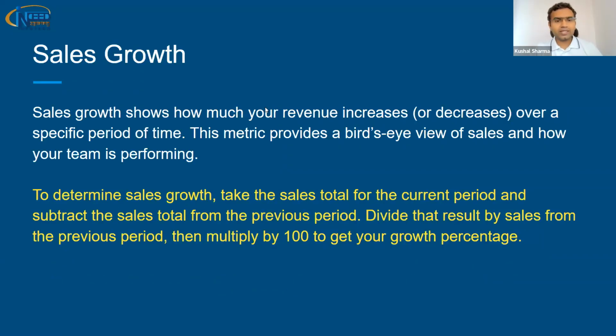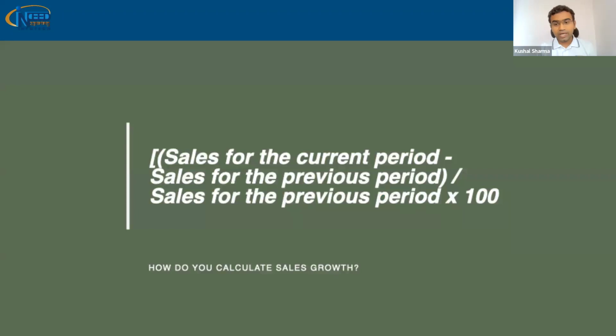The first metric is sales growth. I won't get into much detail; you can refer to this presentation, which has examples also. Sales growth tells how much revenue is increasing or decreasing over a specific period of time. It can be quarterly, six months, half yearly, or over a couple of years. Sales growth is one of the most important and common metrics which everybody knows and talks about. I have given the formula here, you can refer to it.